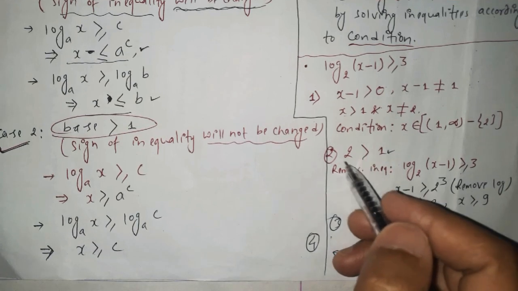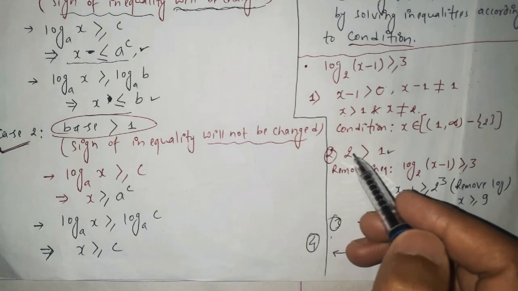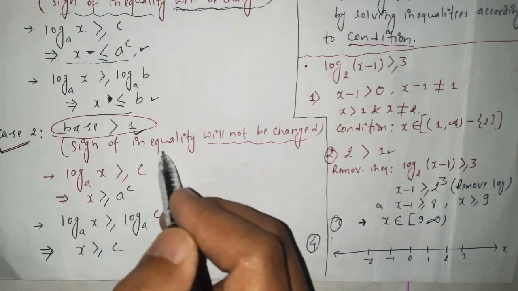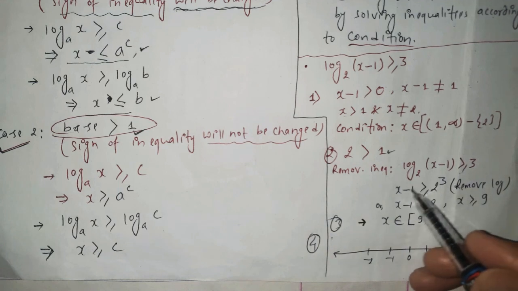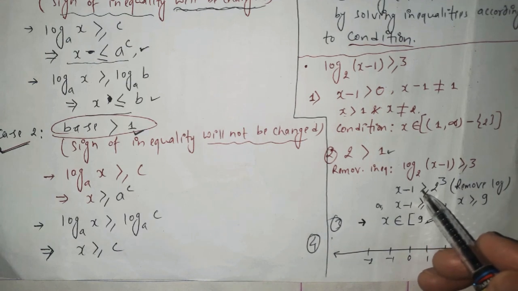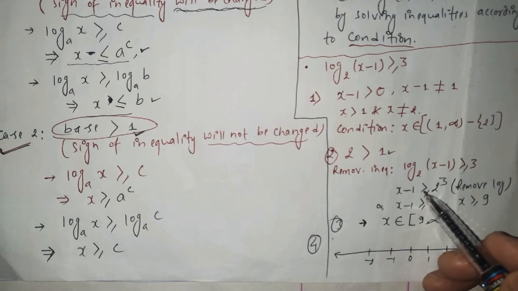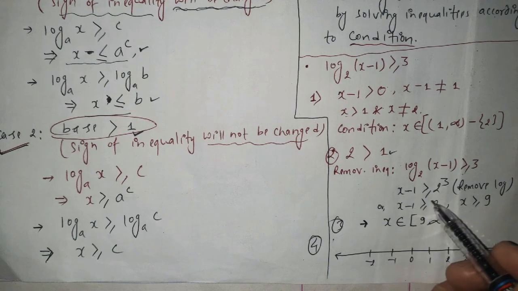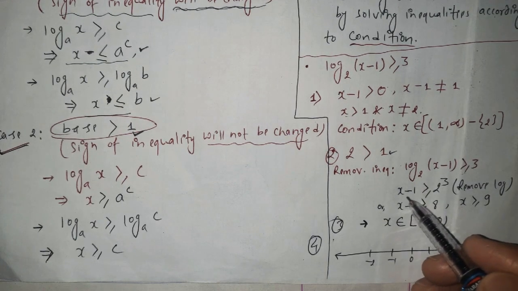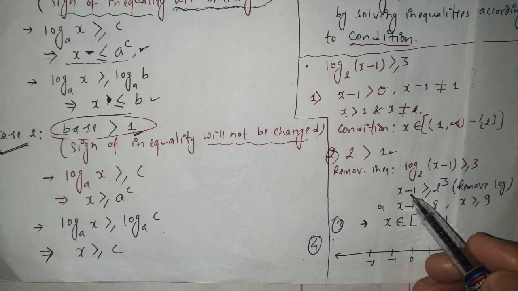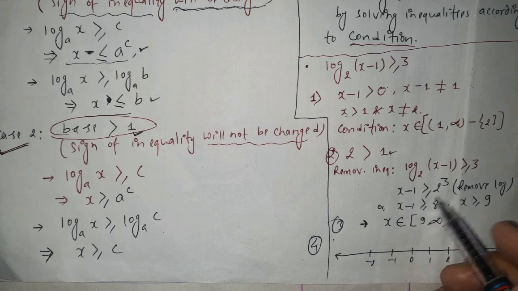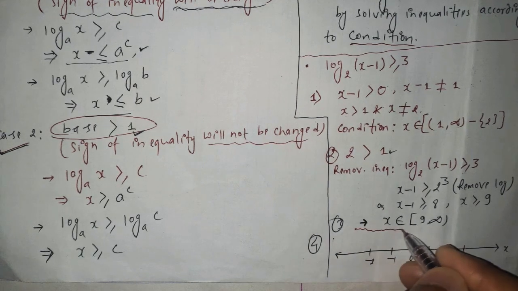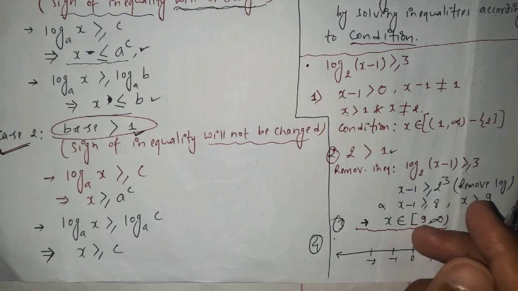In this step we just observe the base of the logarithm. Here the base of the logarithm is 2 which is greater than 1, so we apply the second case, remove the logarithm, and change it into the exponential form. After removing the logarithm, we solve the inequality and finally obtain the possible values of x.